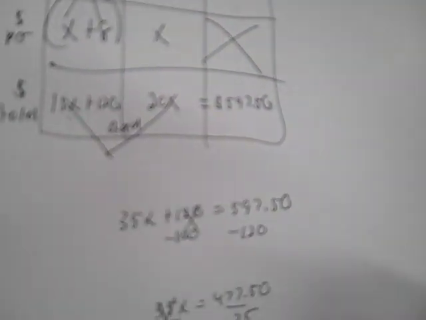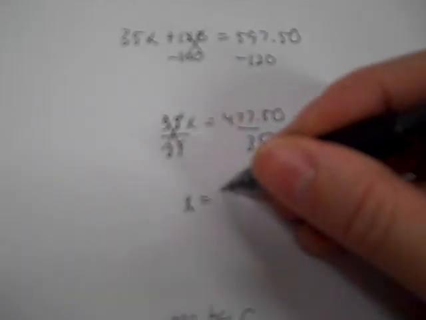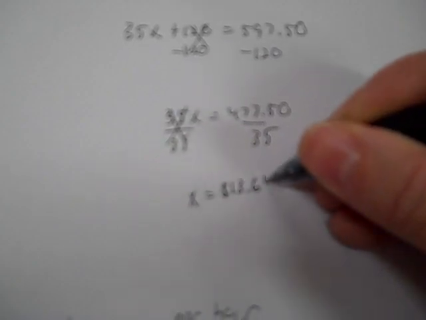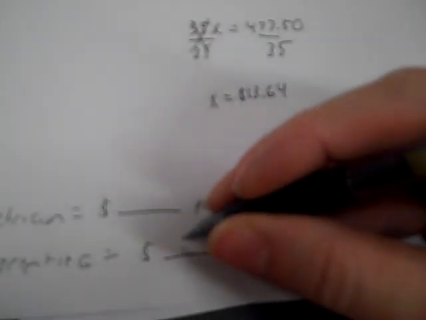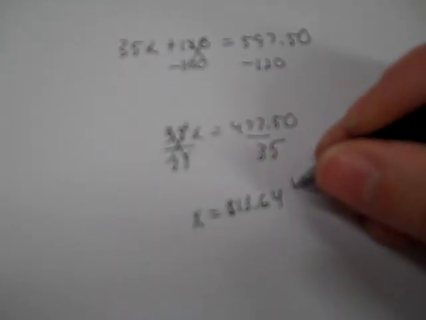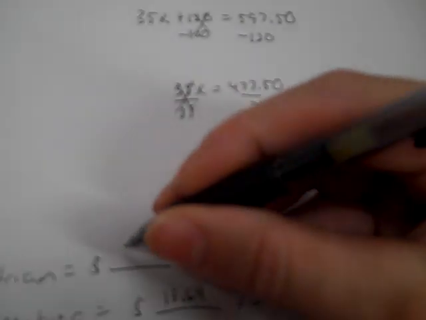And then I'm going to divide both sides by 35. So I take 477.50 divided by 35, okay? $13.64. So it ends up kind of a weird answer. Okay, now the x that's by itself is my apprentice, 13.64. And then the electrician earns 8 more, so I just add 8 onto the solution, and that's going to be 21.64.